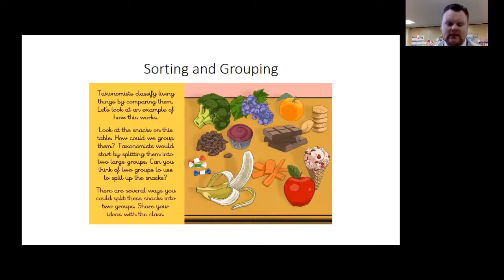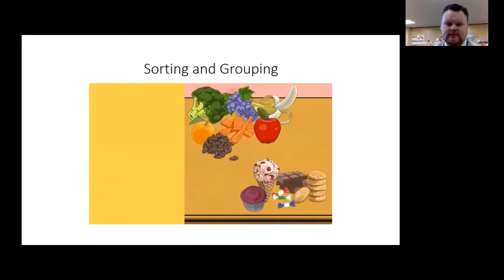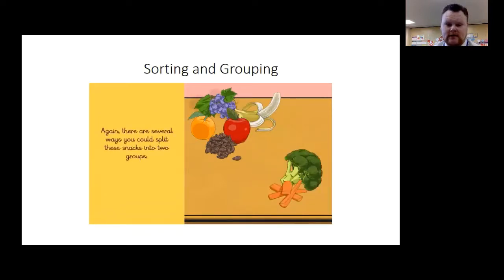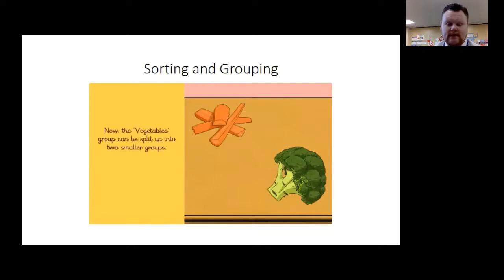Well, there's several ways you could do this. Let's say you split them into healthy and unhealthy snacks. You could split them again into 2 groups. Healthy snacks, how could you split those again? Several ways you could split these snacks into 2 groups. Fruits and vegetables. Now, the vegetables could be split up into 2 smaller groups. Could be split up into roots, florets, or even carrots and broccoli.